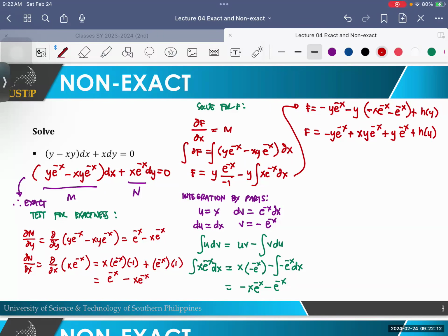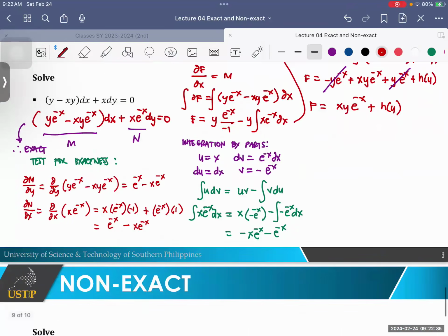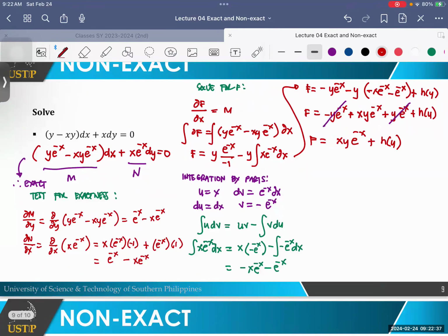Okay, we can cancel here, class. What can we cancel? The same terms with opposite signs. So our expression for f here is just equal to xy e to the negative x plus some function of y. Okay.